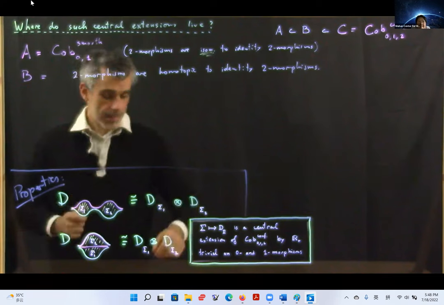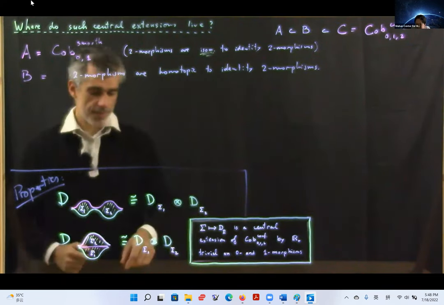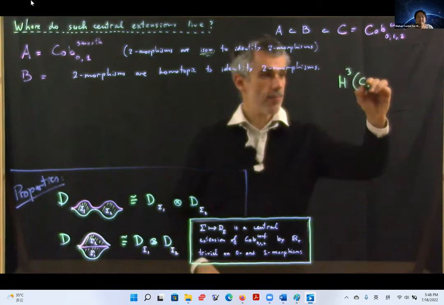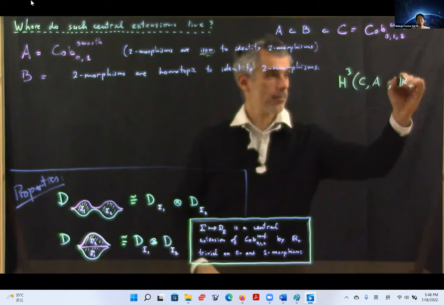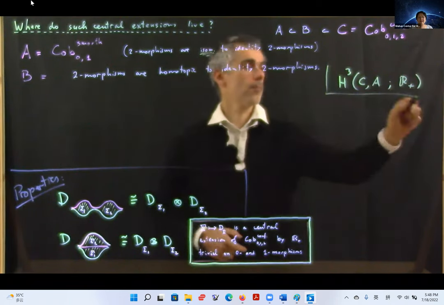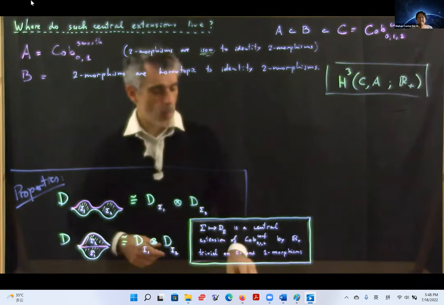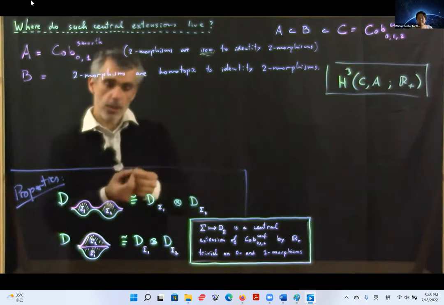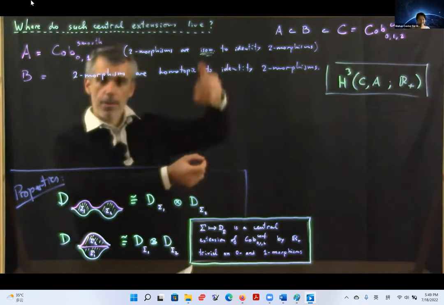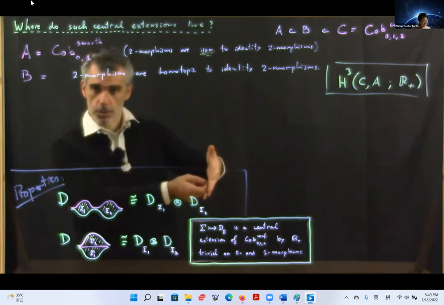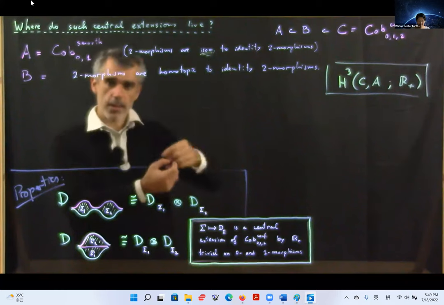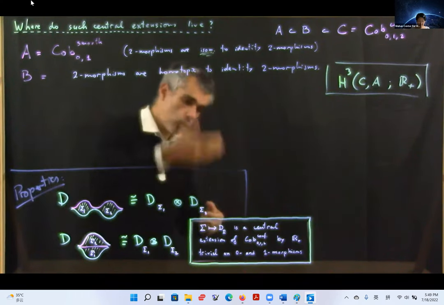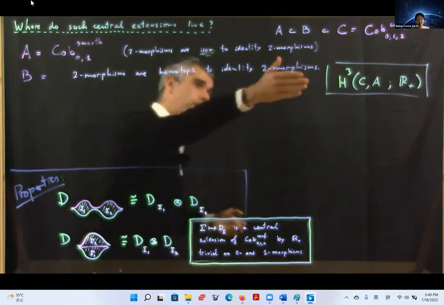And the claim is that the relevant cohomology group in which such central extensions live is H3 of C relative A with coefficients in R plus. So why H3? Well, if you think about central extensions of groups, in a central extension of a group, you associate to every element of your group a torsor, namely the pre-image under the map from the central extension down to the non-centrally extended group. So you assign a torsor to every element of the group, and the elements of groups are one morphisms, if you think about a group as being a single object with a bunch of one morphisms. Here we assign torsors to two morphisms, and that boosts up the cohomological degree to H3.